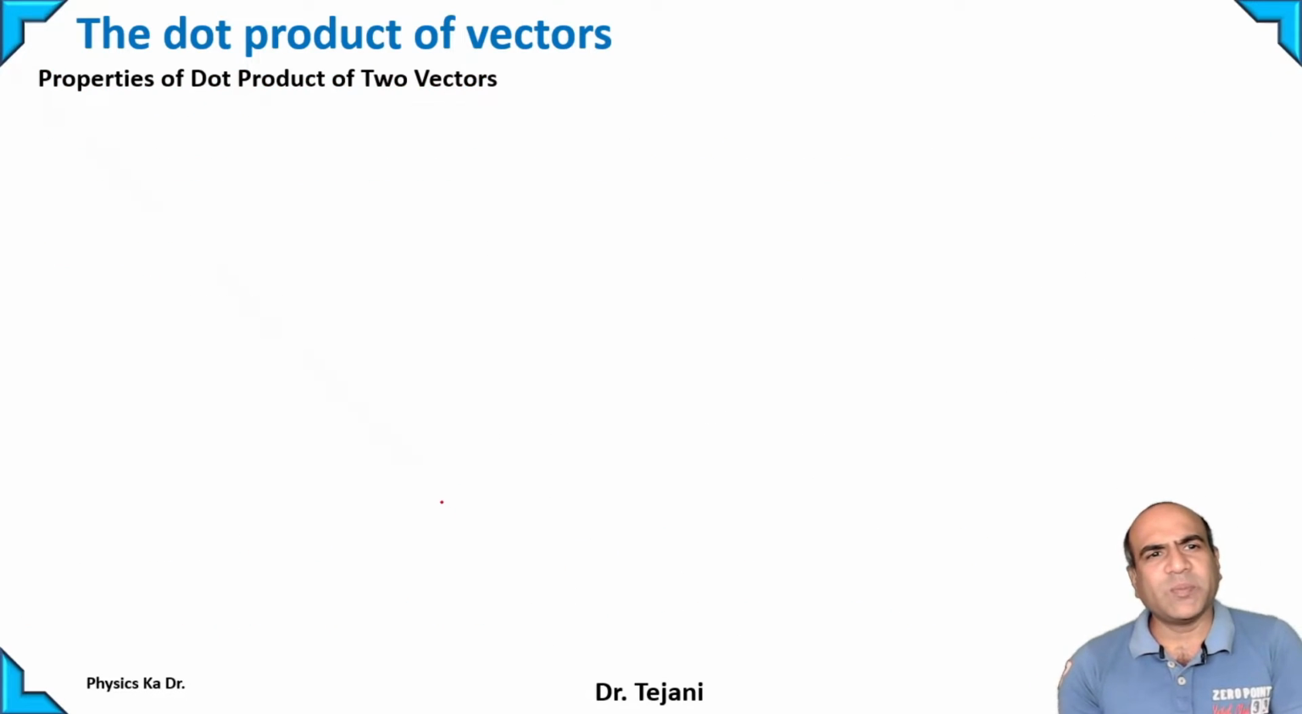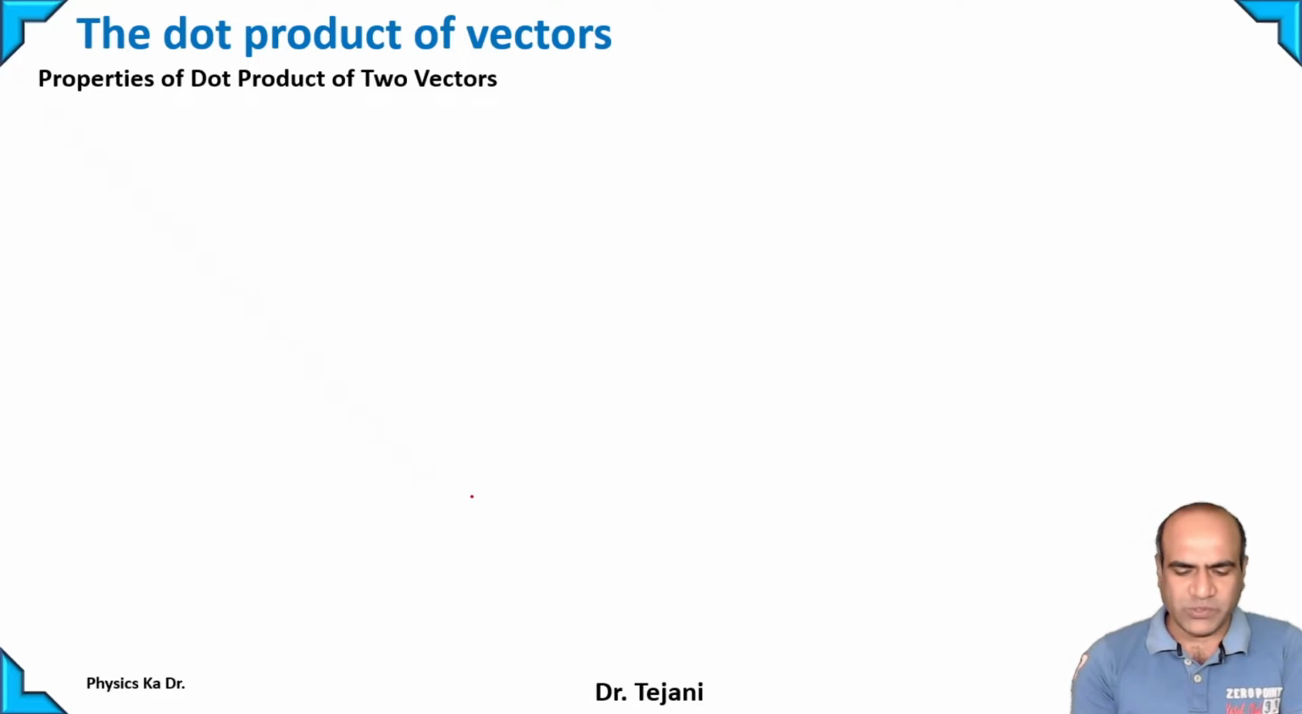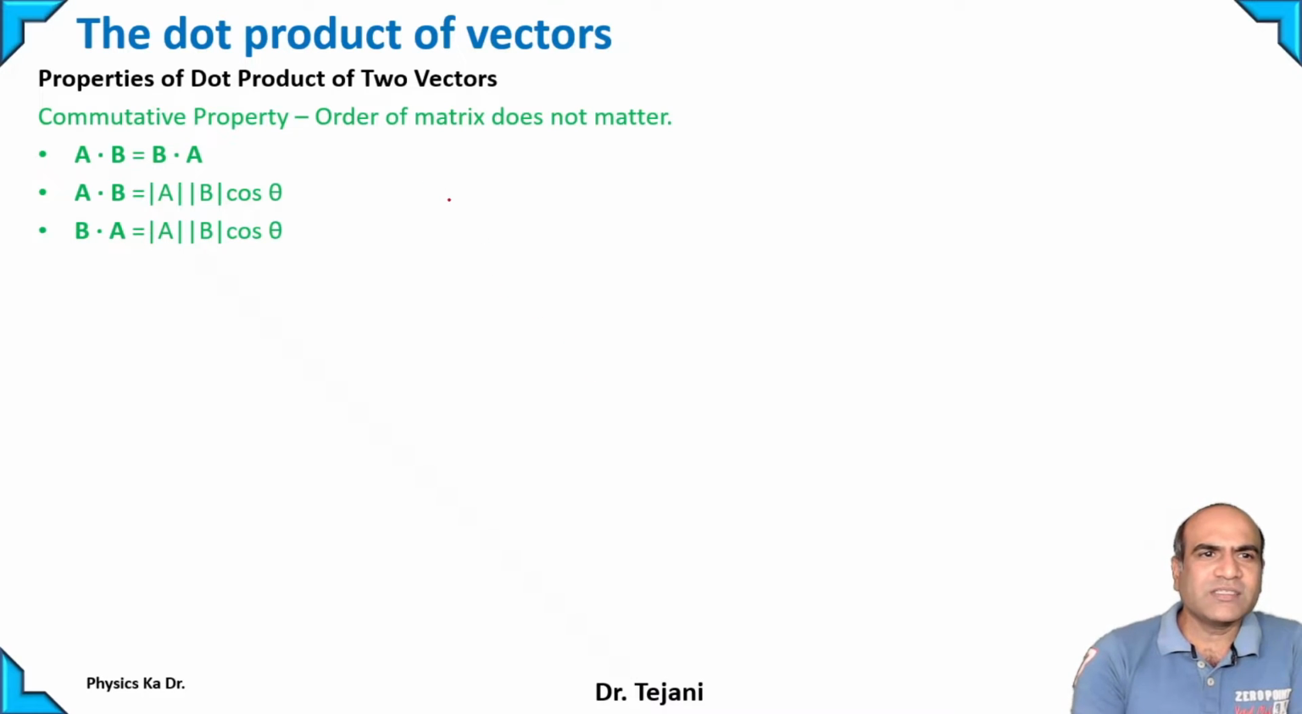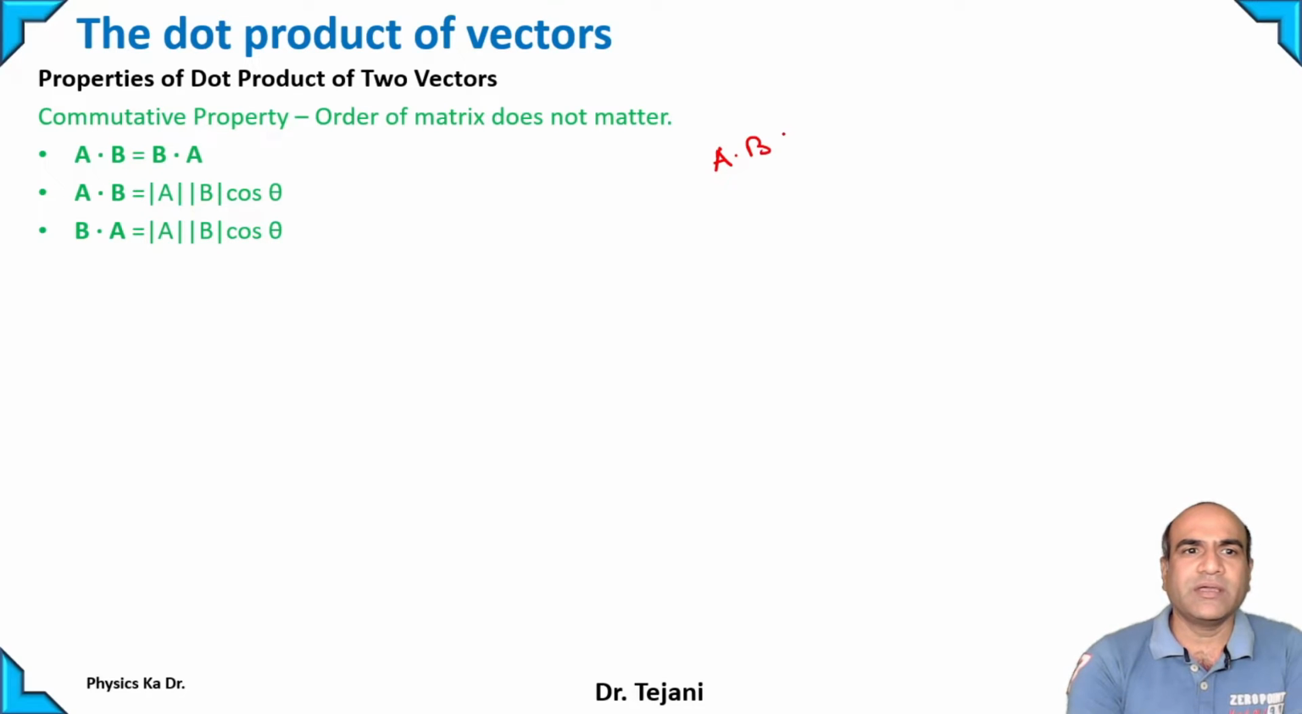Now next is the properties of the dot product of two vectors. Here it is very important. You can find several questions based on this. First is the commutative property. That means the order does not matter. It is mentioned here: A dot B is equal to B dot A.